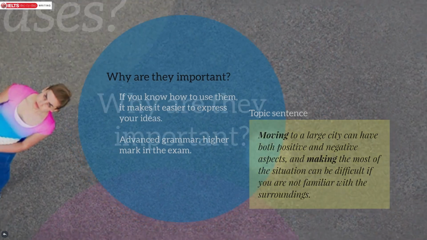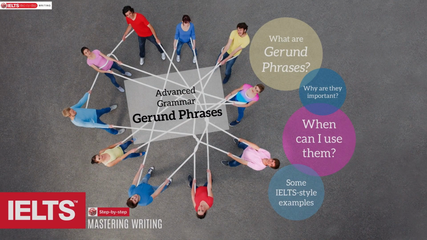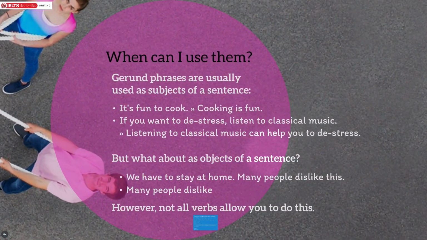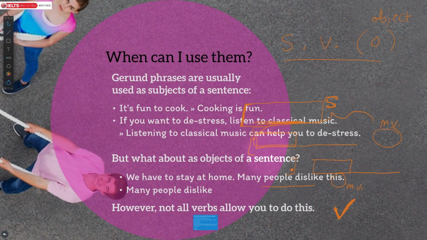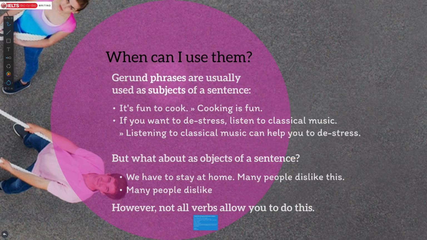I think that's all I want to talk about here right now. When can I use them? Okay, so as I said before in the topic sentences, gerund phrases are usually used as subjects of a sentence. So remember S, V, and then sometimes O. The gerund phrase functions as the subject. So it's fun to cook. It more commonly is written like this. Cooking is fun. Subject. In this case, it's just a single gerund, not a whole phrase.